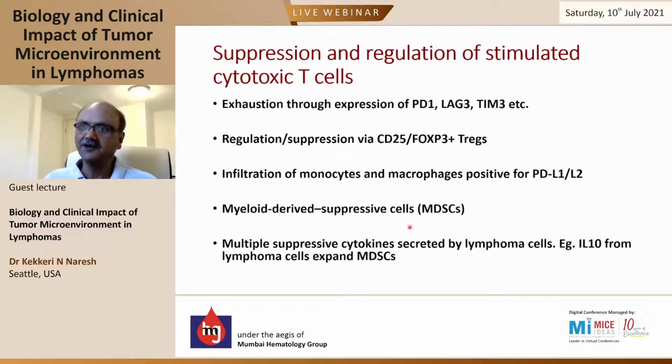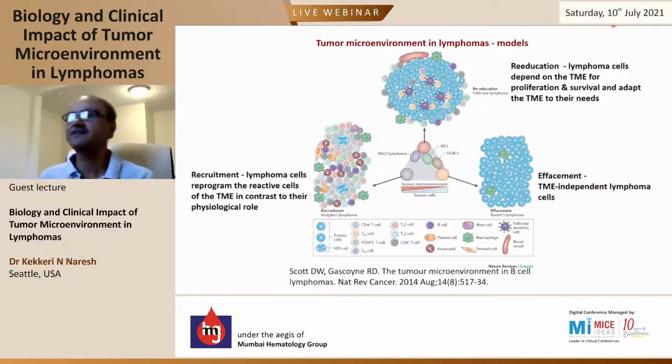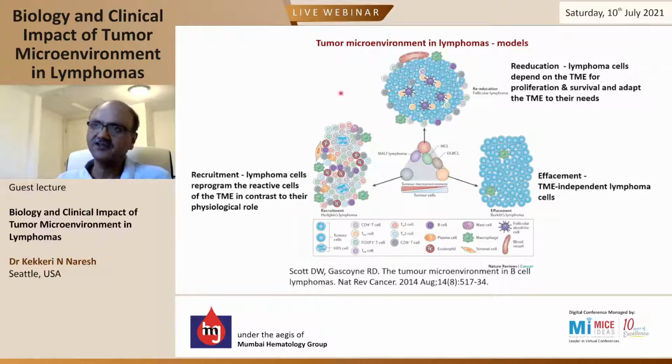Then you also have myeloid-derived suppressive cells, and there are multiple other suppressive cytokines that lymphoma cells can secrete. So here are the different prototypes of lymphomas and their microenvironment. The two extremes are, one, what we see in Hodgkin lymphoma, where close to 1% of the population are actually tumor cells, and the rest of them are all immune cells. The other end of the spectrum is what we see in Burkitt lymphoma, where there are very few immune cells, mostly macrophages, and hardly any T cells.